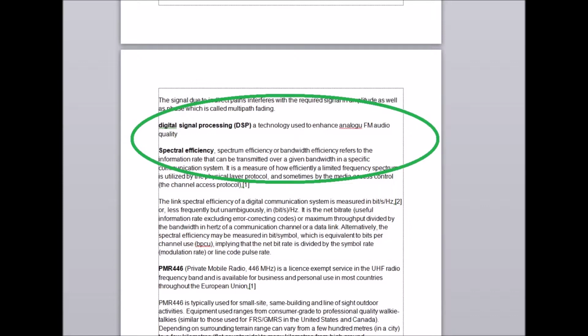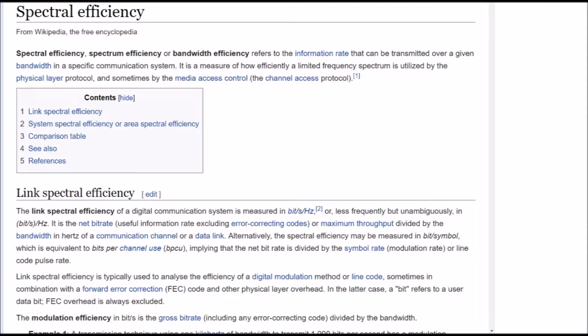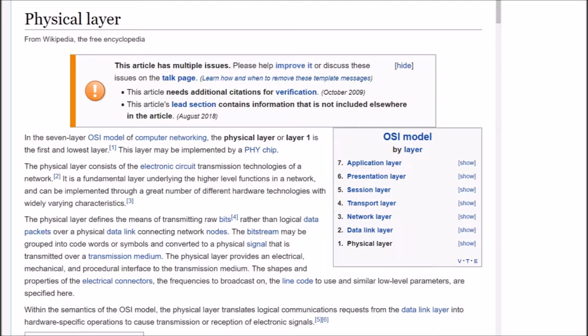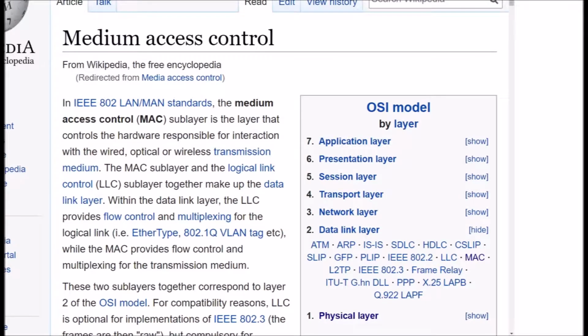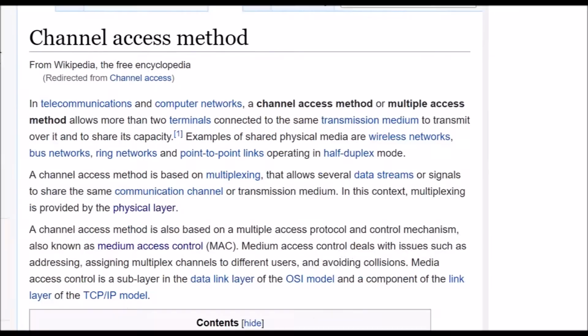Next definition, spectral efficiency. Spectrum efficiency or bandwidth efficiency refers to the information rate that can be transmitted over a given bandwidth in a specific communication system. It is a measure of how efficiently a limited frequency spectrum is utilized by the physical layer protocol and sometimes by the media access control, the channel access protocol.